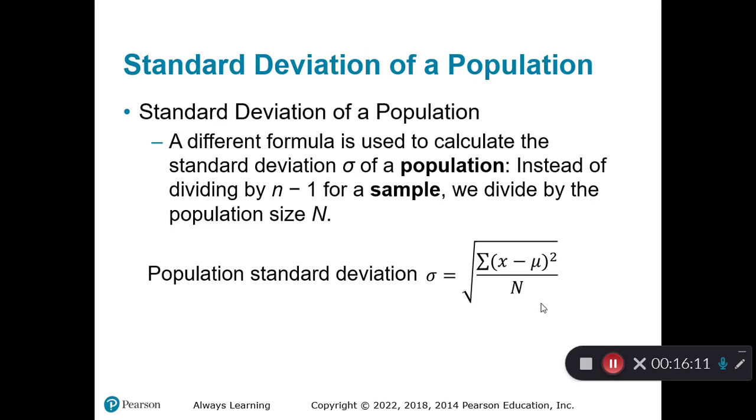Notice here that in the denominator we do not divide by the population size minus 1, where we did do that when we were calculating standard deviation for the sample. So that is another difference between the two formulas. Again, you should not have to use this formula in practice. We're just trying to point out some of the differences.